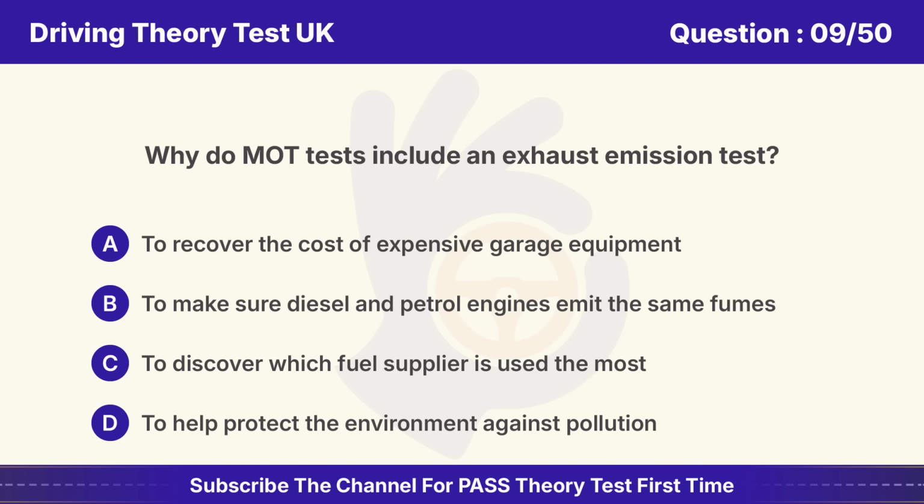Question 9. Why do MOT tests include an exhaust emission test? Option A. To recover the cost of expensive garage equipment. B. To make sure diesel and petrol engines emit the same fumes. C. To discover which fuel supplier is used the most. D. To help protect the environment against pollution.